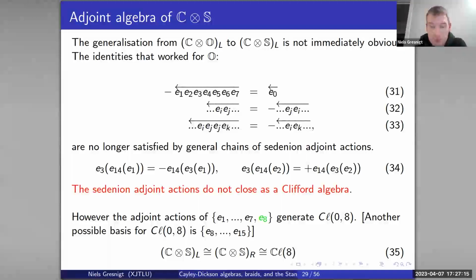Yes, I'm pretty sure you get CL8. We've checked this on Maple and Mathematica. It gets really tedious to do it by hand. If you look at E1 to E8, then all those identities 31 to 33 work fine, and so you can get a Clifford algebra and you get a nice basis for CL8. So that seems to work okay. Okay. That seems like it makes sense.